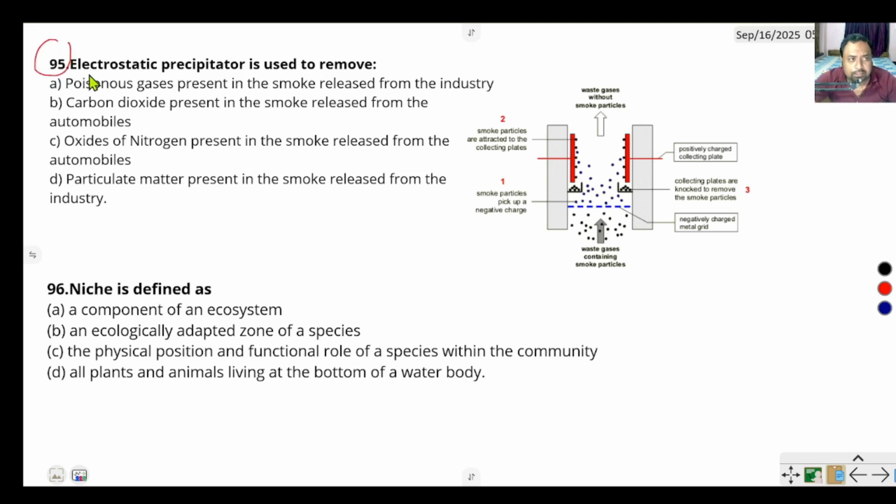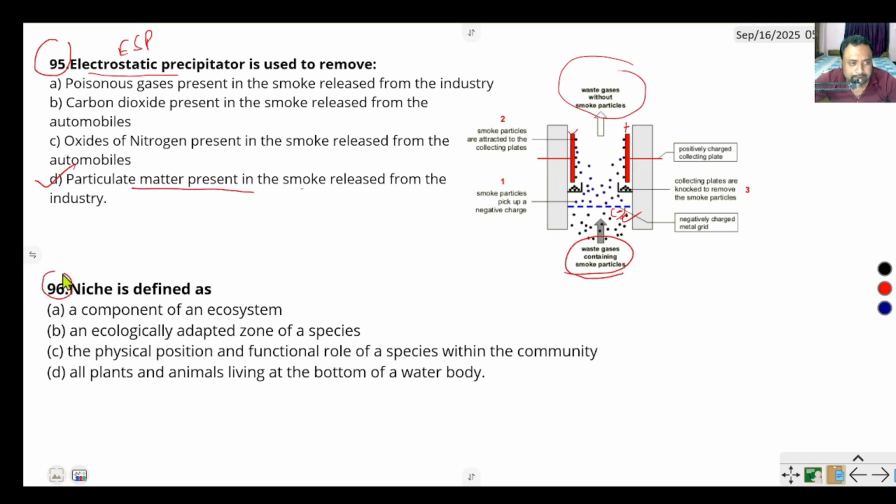Question 95. Electrostatic precipitator or ESP is used to remove the particulate matter in the smoke released from industry. This is correct. In an electrostatic precipitator, a positively charged electrode and a negatively charged electrode are used. When the gases pass through the high voltage electrode, the positively charged particles are attached to this plate and negatively charged particles are attached to this plate. So clean air is released from the industry.